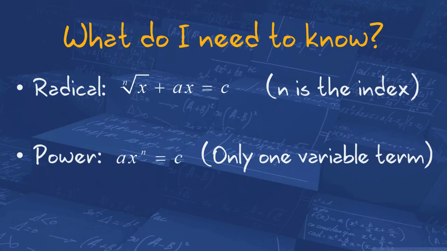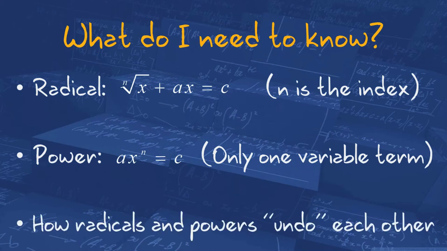A power function could be a cube or a quadratic, you know, an x squared, an x cubed, x to the fourth. The only difference is you don't have other x terms. Like, you're not going to have an x cubed and an x squared, or an x squared and an x. You have one term with that variable power in it, and they're easier to solve.